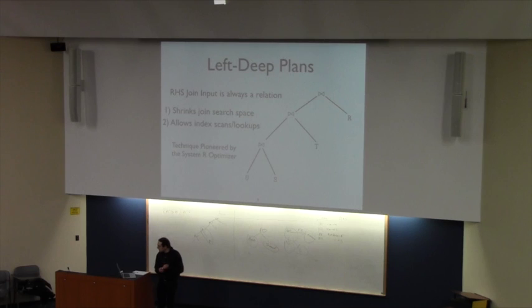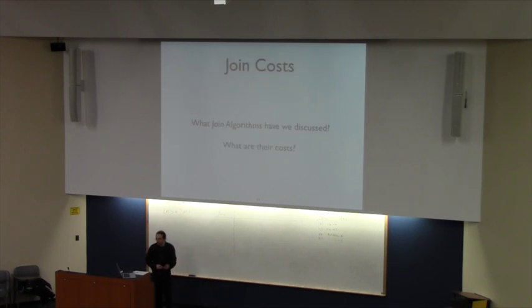All right, one last thing on joins, and then wrap up indexes. So we created a big table of costs for the various types of indexes we could create. Now let's do the same thing for the join algorithms that we've come up with.